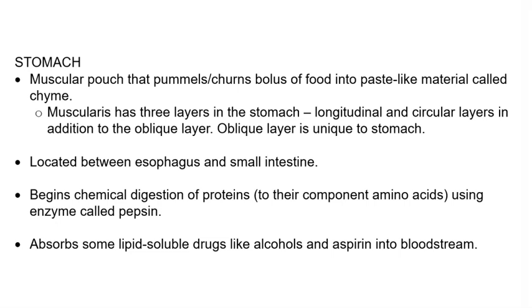The stomach itself is located between the esophagus and small intestine. It begins chemical digestion of proteins to their component amino acids using an enzyme called pepsin. In addition, it absorbs some lipid-soluble drugs like alcohols and aspirin into the bloodstream. The stomach is the first major organ where food spends extended periods of time, and the process of chemical digestion really begins here. Due to that, there really isn't much to absorb as far as nutrients from foods are concerned.